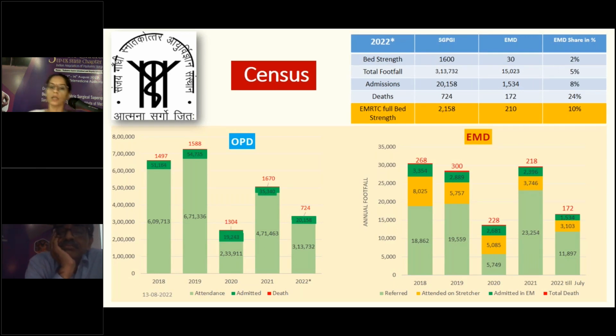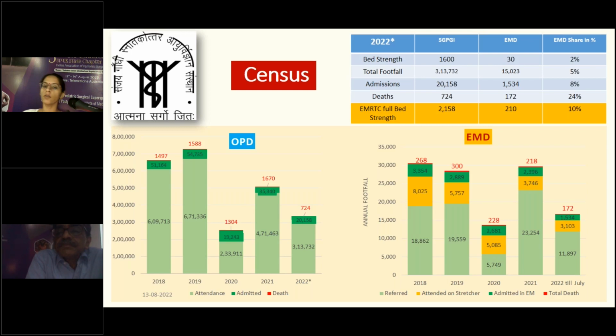We now discuss a brief detailed description for the year 2022 until July. As of July 2022, the number of beds in SGPGI are 1,600, out of which 30 beds belong to the ED, which comprises only 2% of the total bed strength of the SGPGI. The total footfall of the patients for the year 2022 until July was 3.1 lakh in SGPGI. 15,000 patients presented to the ED, that is 5% of the total footfall.